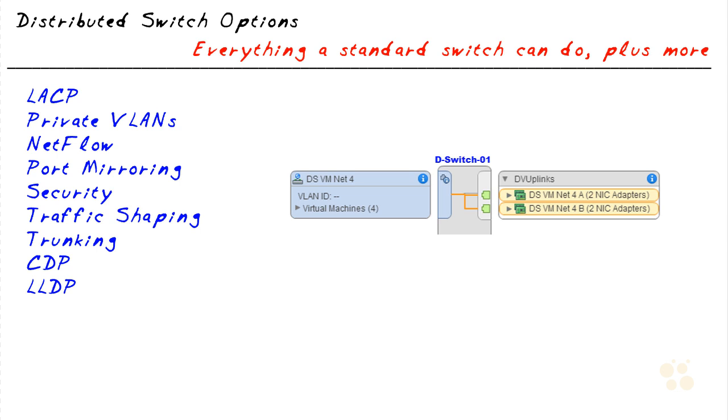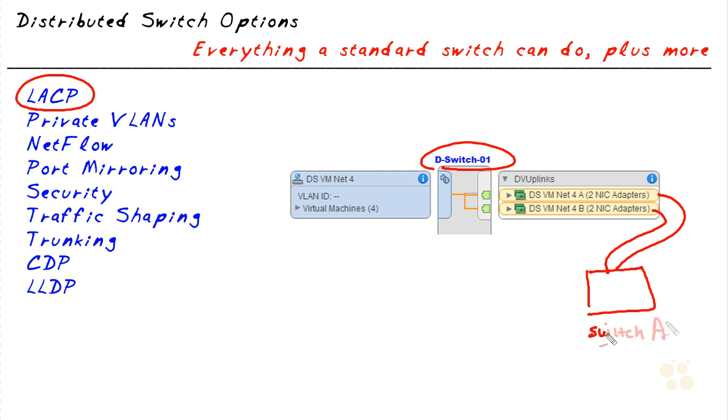The first feature I'd like to talk about is Link Aggregation Control Protocol. It's an industry standard, and with Link Aggregation Control Protocol, we can take two or more interfaces and bind them together to make one logical pipe. For example, here on this distributed switch, we have two uplinks at the moment. And these would be connected in a production environment out to a physical switch. So let's say we have physical switch A. So here's the ports it's connected to.